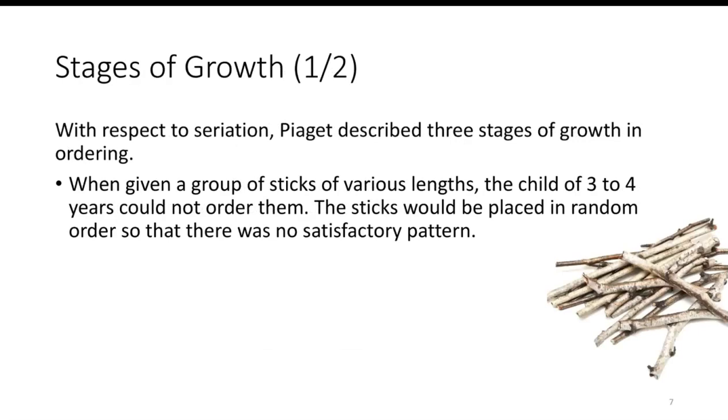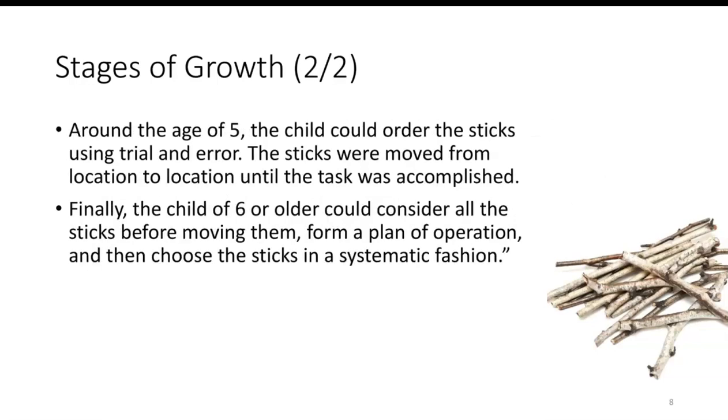With respect to seriation, Piaget described the three stages of growth in ordering. When given a group of sticks of various lengths, the child of 3 to 4 years could not order them. The sticks would be placed in random order so that there was no satisfactory pattern. Around the age of 5, the child would order the sticks using trial and error. The sticks were removed from location to location until the task was accomplished. Finally, the child of 6 or older could consider all the sticks before moving them, form a plan of operation, then choose the sticks in a systematic fashion.